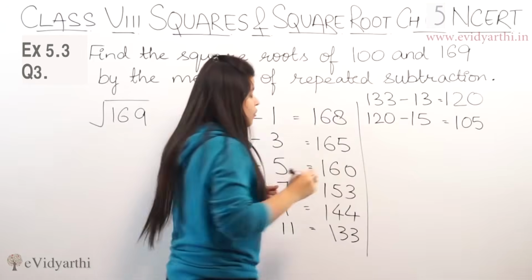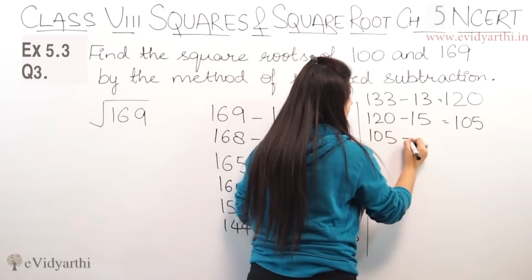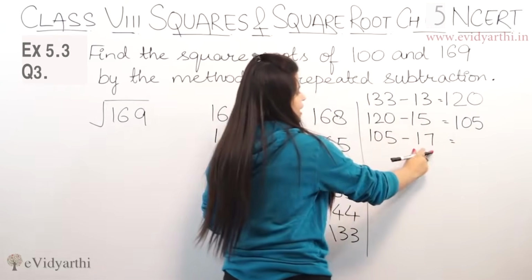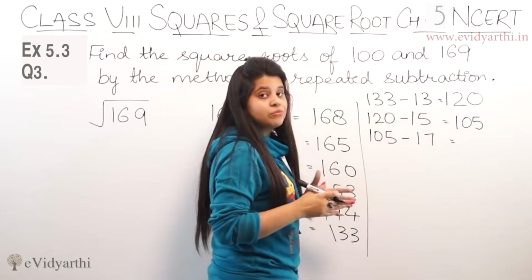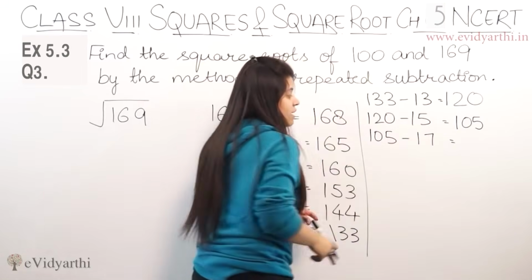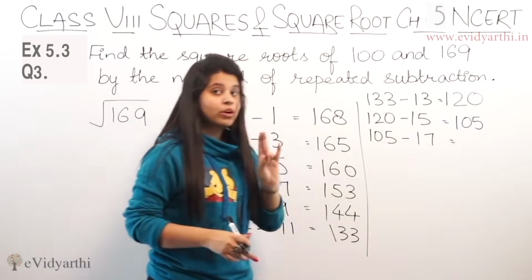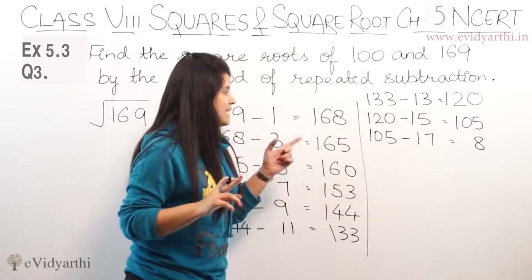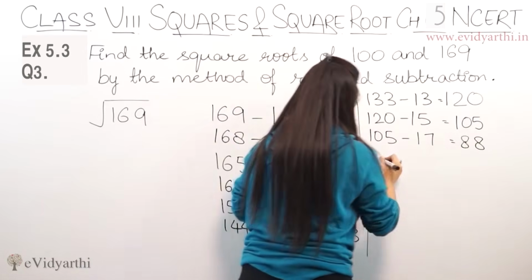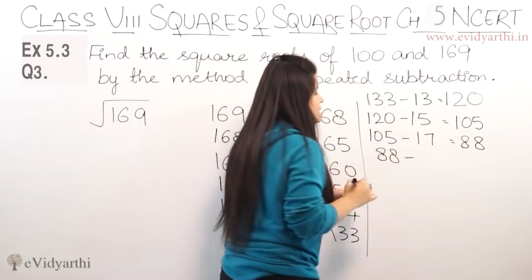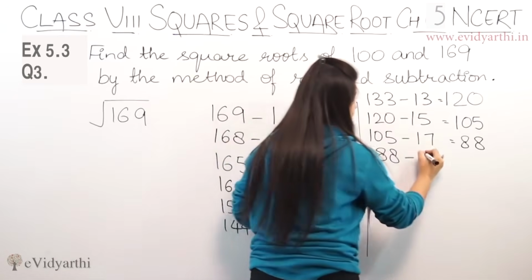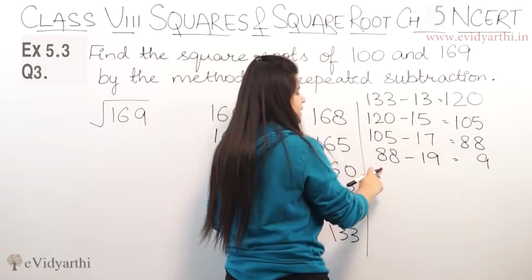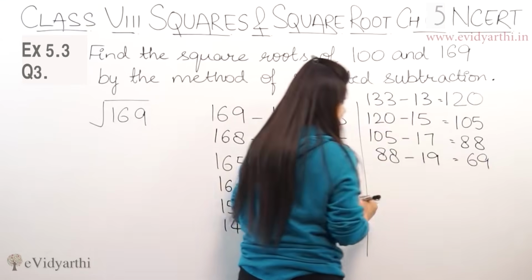So we have 105. Now 105 minus next odd number क्या होगा? 17. So 5 minus 7, that will become 15. So 15 minus 7 is 8. So we have 8 and this will become 9. 9 minus 1, 8 again. So 88 minus 17 के बाद next number क्या होगा? 19. So 18 minus 9 is 9. This will become 7. 7 minus 1 is 6.